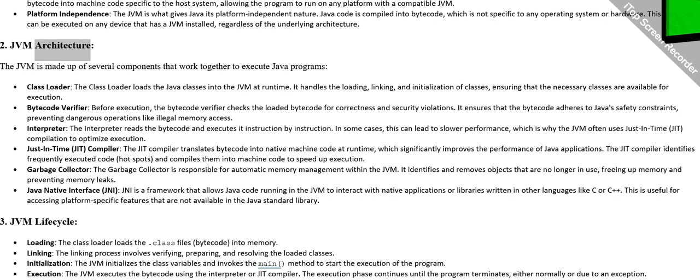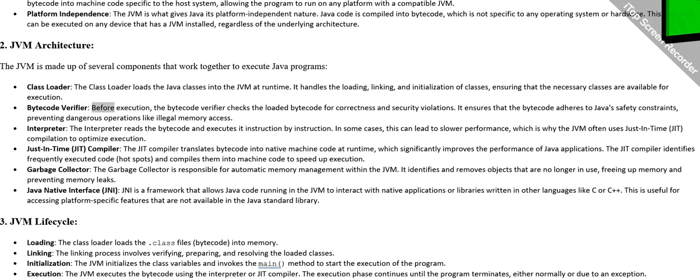2. JVM architecture. The JVM is made up of several components that work together to execute Java programs. Class loader. The class loader loads the Java classes into the JVM at runtime. It handles the loading, linking, and initialization of classes, ensuring that the necessary classes are available for execution.